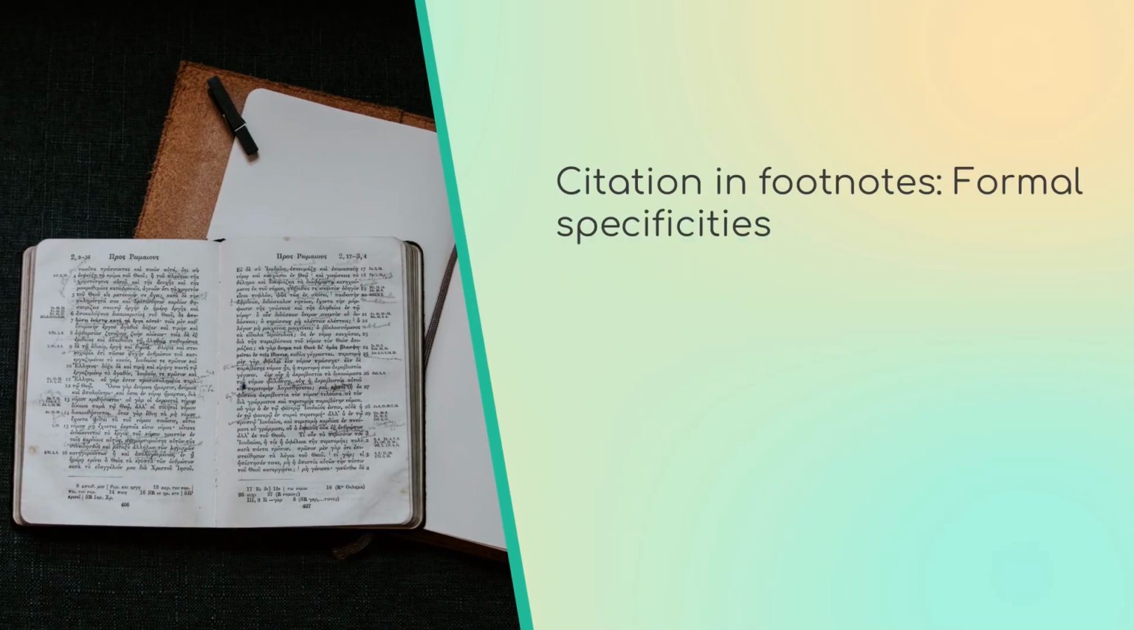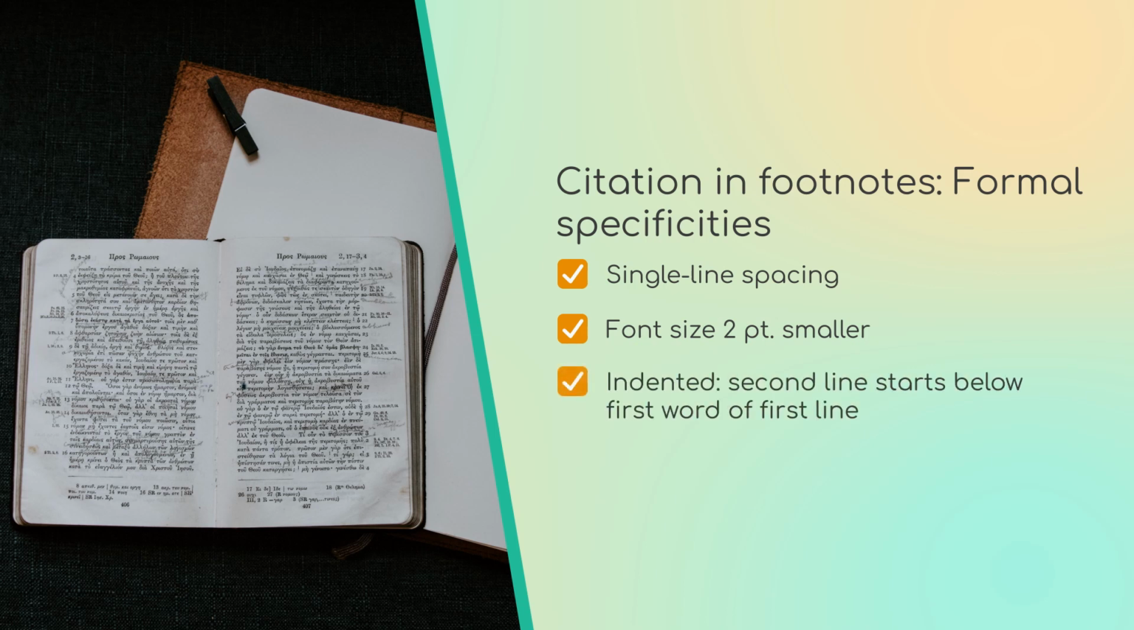Footnotes are formatted with single line spacing and a smaller font size, usually 2 points smaller than the font of the body text. For the sake of clarity, it is also common to indent footnotes so that, starting with the second line, the footnote text begins below the first word of the first footnote line, rather than below the footnote number. In addition, all citations in footnotes end with a full stop.